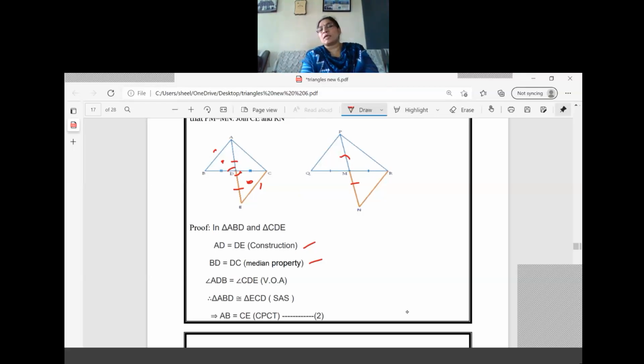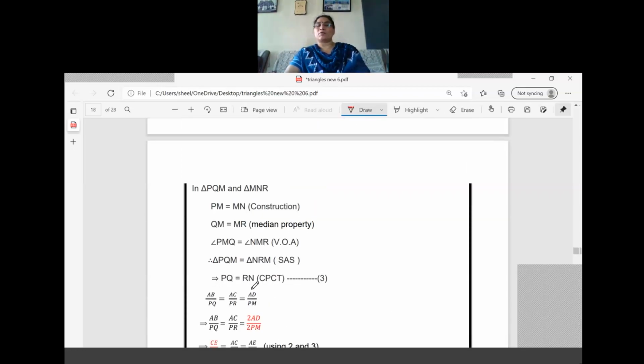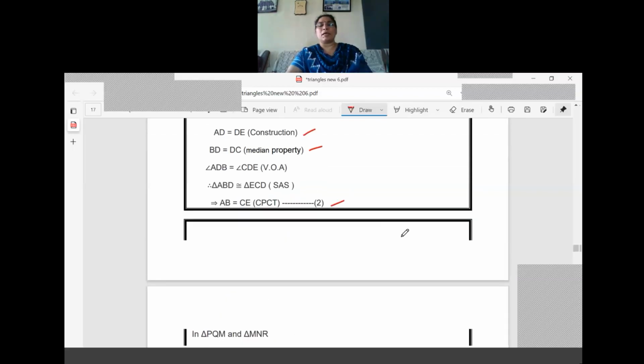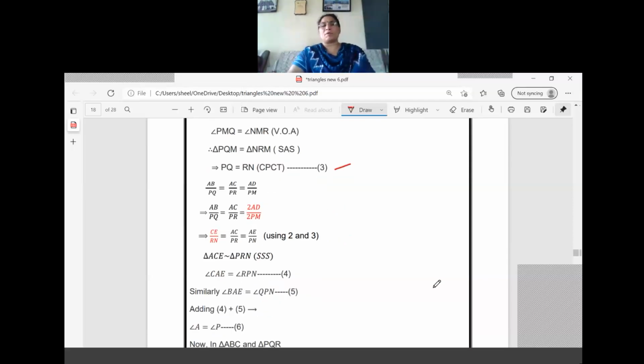Similarly, if we do the same procedure here, what is the criteria? We get PM and MN are equal by construction, QM and MR are equal by median property. Then the included angle M equals angle M. Therefore, by SAS criteria, that is also congruent. And what is the result of this one? PQ equal to RN, right? So here what we got: AB equal to CE, and here PQ equal to RN. Now we are going back to the first equation which we have written here. This is our first equation, right?